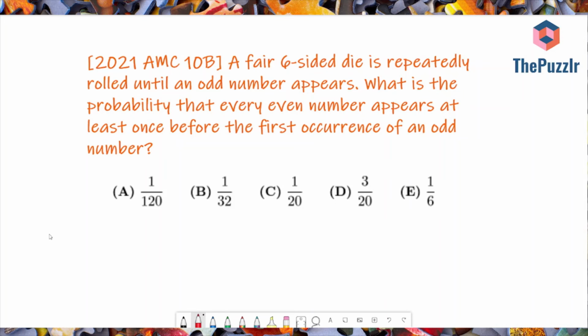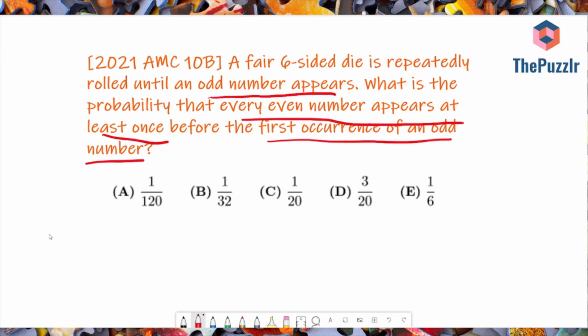This is from the 2021 AMC 10B test. And this is one of my favorite problems. I think you guys are really going to like this problem. A pair of 6-sided dice is repeatedly rolled until an odd number appears. What is the probability that every even number appears at least once before the first occurrence of an odd number? So the first occurrence of an odd number is when we stop. There's many ways to do this problem, but here's what I like the best.